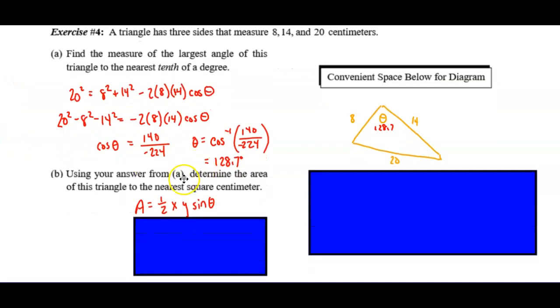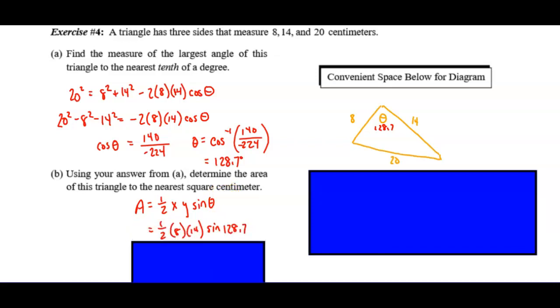Exercise B. Using your answer from A, determine the area of this triangle to the nearest square centimeter. Well, once I know that angle, I just want to use the two sides next to it. So 1/2 xy sine theta. Go ahead and enter the parts. Just make sure you can still do it.